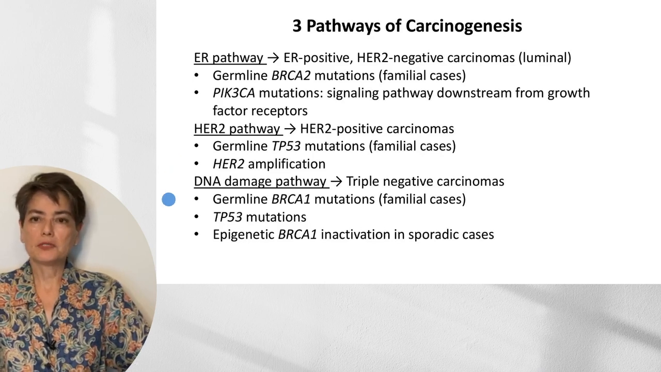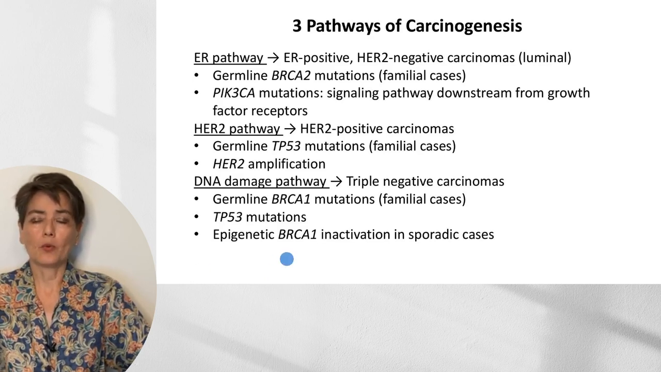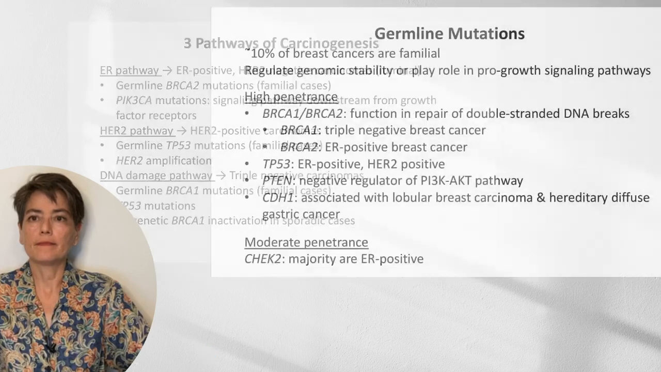And then what we refer to as a DNA damage pathway, this is what we see in our triple negative carcinomas, is that we will get either familial cases with germline BRCA1, or we will get TP53 mutations followed by epigenetic silencing of BRCA1 in our sporadic cases. So just to point out, we don't typically see mutations in BRCA1 or BRCA2 in sporadic breast cancers. We only see those in our familial cancers, but we can get epigenetic inactivation.